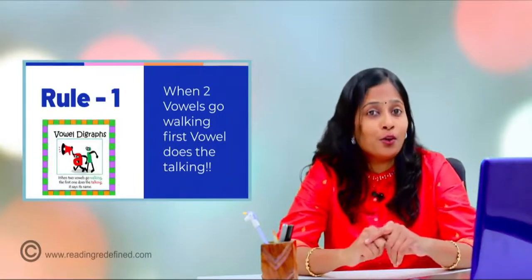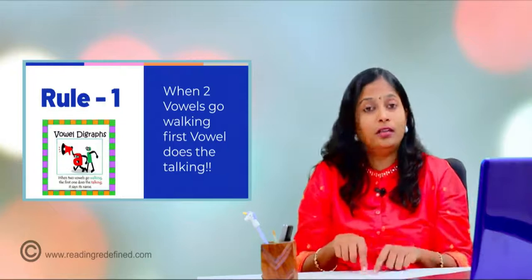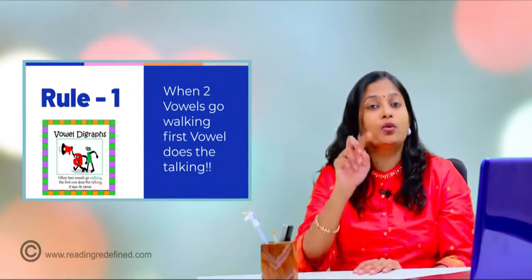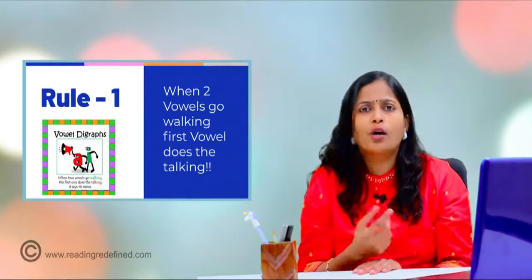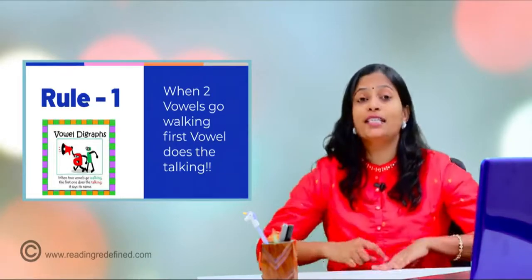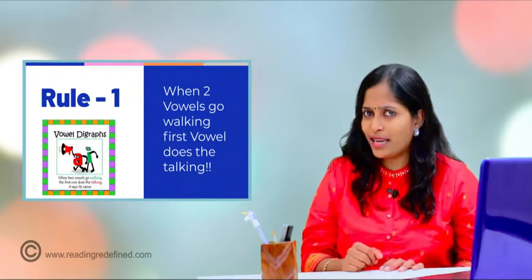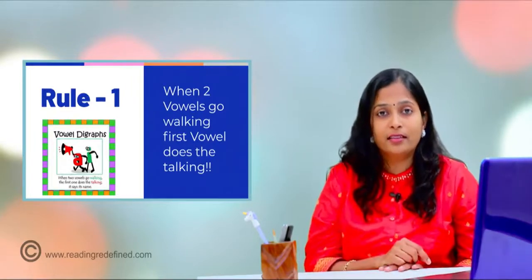When two vowels go walking, the first vowel does the talking. Whenever two vowels are going together, only the first vowel will talk, and the second vowel keeps quiet. What will the first vowel say? It always says its name. So whenever two vowels go walking, the first vowel says its name and the second vowel remains silent.